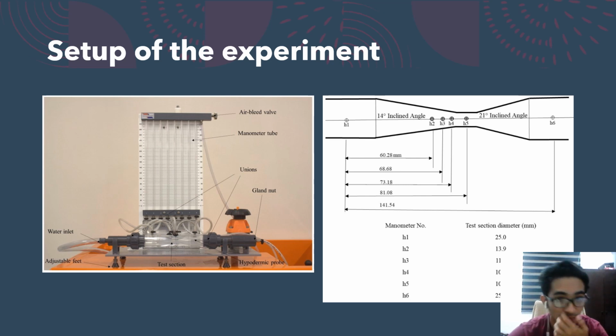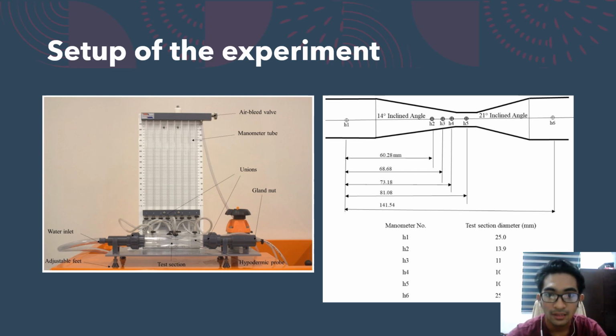Okay, here is the setup of the experiment. We have the water inlet, adjustable feed, test section, hypodermic probe, gland nut, unions, manometer tube, and air bleed valve. The pressure will be measured by the manometer tubes along the test section. For the test section, we will make 6 holes to measure the pressure.